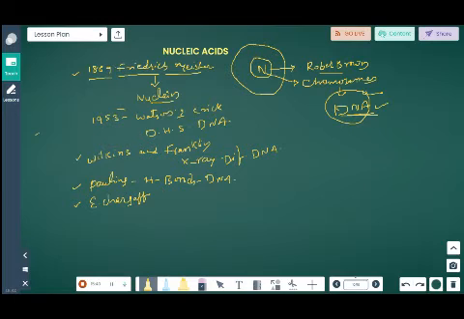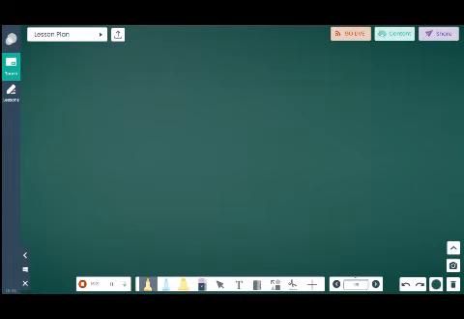E. Chargaff says that purines and pyrimidines are in the ratio of 1:1. So in DNA, the purines and pyrimidines are in a 1:1 ratio. This is given by E. Chargaff.